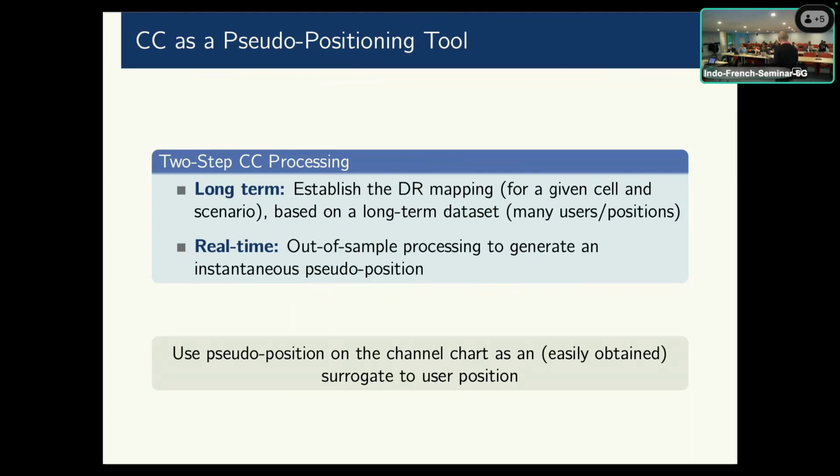So the idea is that there are many applications where this can replace the true geographical location. And geographical location can be hard to obtain, especially on the network side. As the end user, you can always open Google Maps, and your phone knows where you are, but your operator does not have access to this information. Your operator does not necessarily know very well where you are. On the other hand, the channel chart can be computed very conveniently on the network side, based on the uplink channel state information. So that's what we want to propose: to use this position on the channel chart as a pseudo position.